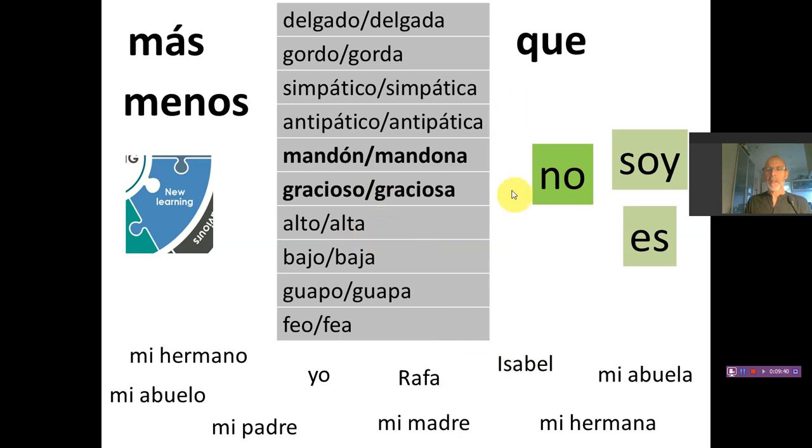Okay? And just to say as well, it's very easy to make negatives in Spanish. So if I wanted to say I am not, it's simply no soy. If I wanted to say he is not or he isn't, no es. And the same for she isn't, no es.